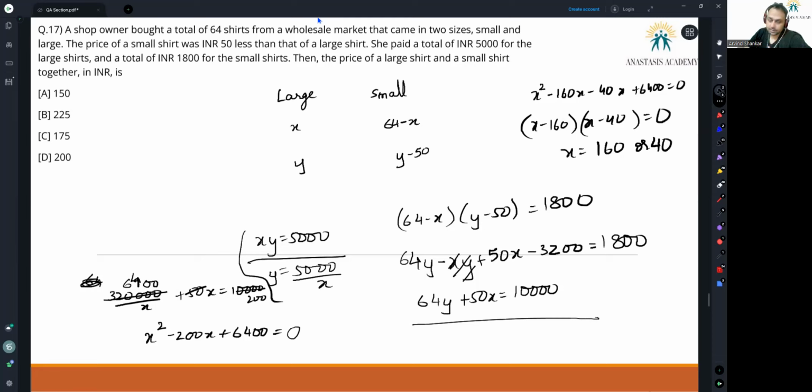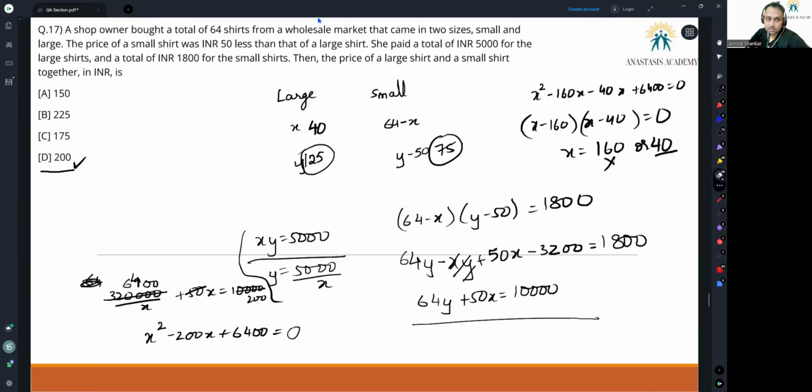Given one interesting thing, given that the total number of shirts itself was 64, it cannot be 160, has to be 40. So if this is 40, Y will then be equal to 40 into something is getting me here, no? Dividing this by 40, I get 125. So 50 less than that, this is 75. So summation of large and small is 200. Okay, this is the technical way of reaching the answer.